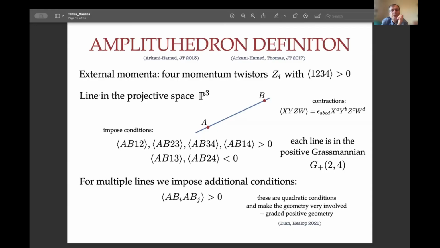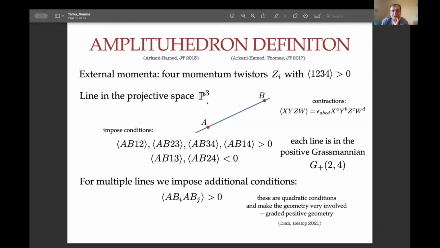And the loop momenta are represented by lines in this space, which we typically denote AB with two arbitrary points A and B on a line. And the Amplituhedron conditions are just these 6 conditions. Again, on the 4 brackets, on the 4x4 determinants, which link the AB to the external momentum twistors. In fact, in this simple example, these inequalities just boil down to the inequalities in the positive Grassmannian G plus 2, 4.